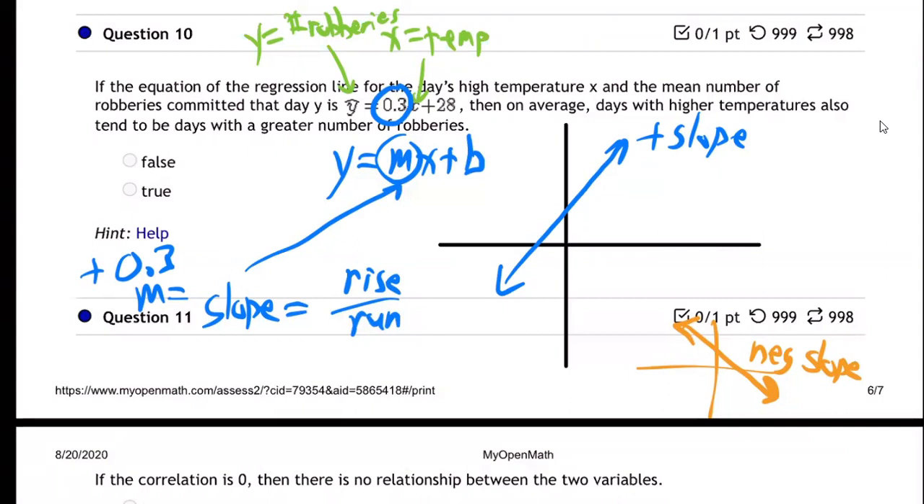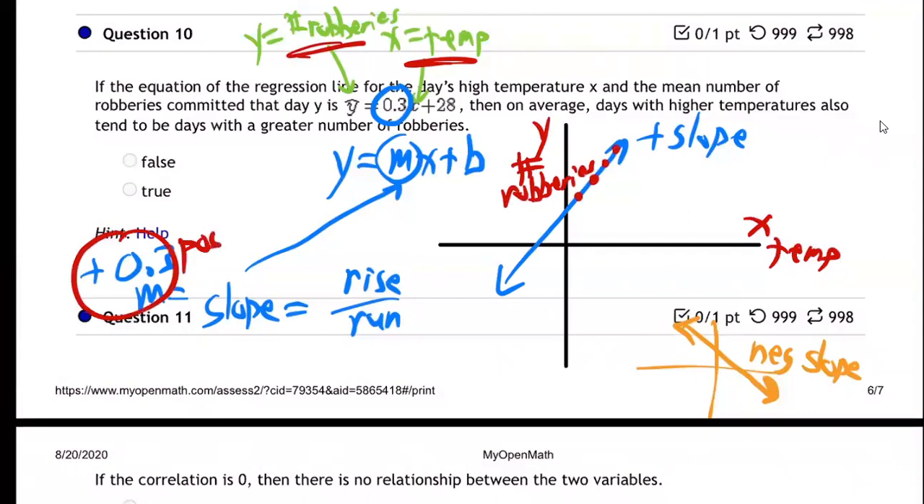And the x-axis, in this case, what is the x-axis here? It's temperature. And the y-axis is number of robberies. So now how do the dots go? Well, they go like this, don't they? How do you know they go like this? Well, ours is a positive slope. Where do you get that? Right here. Positive, right?